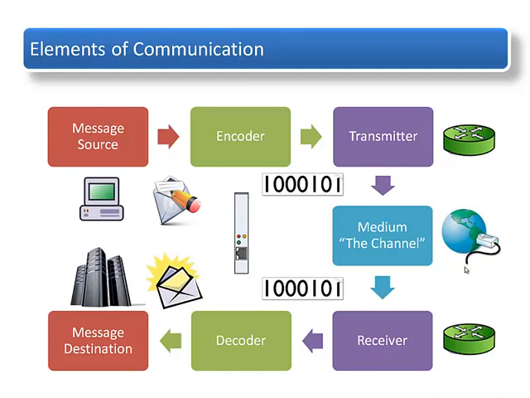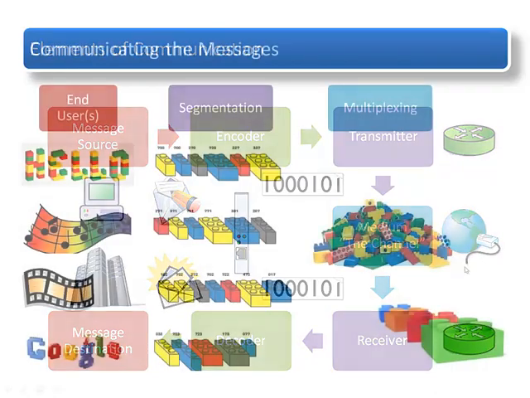The sender, in this case the message source, will encode the message to make it network friendly and use its network interface card to transmit the binary format across the channel. The receiver, in this case the message destination, will use its network interface card to capture the signal and decode the binary format back into the original message.